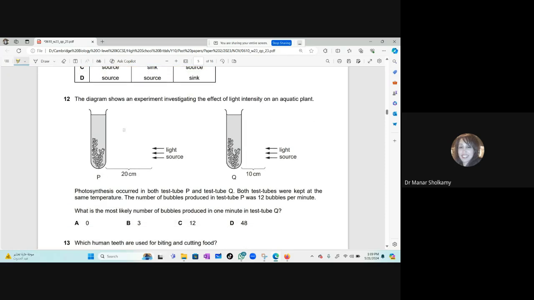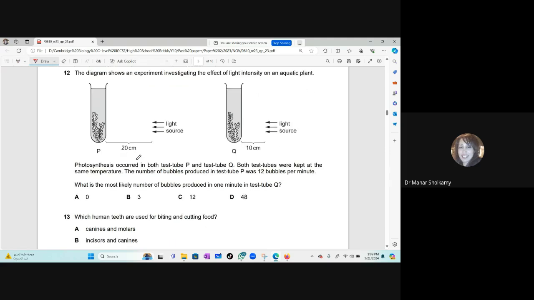12. The diagram shows an experiment investigating the effect of light intensity on an aquatic plant. Photosynthesis occurred in both test tube P and Q. Both test tubes were kept at the same temperature. The number of bubbles produced in test tube P was 12 bubbles per minute. What is the most likely number of bubbles produced in 1 minute in test tube Q?